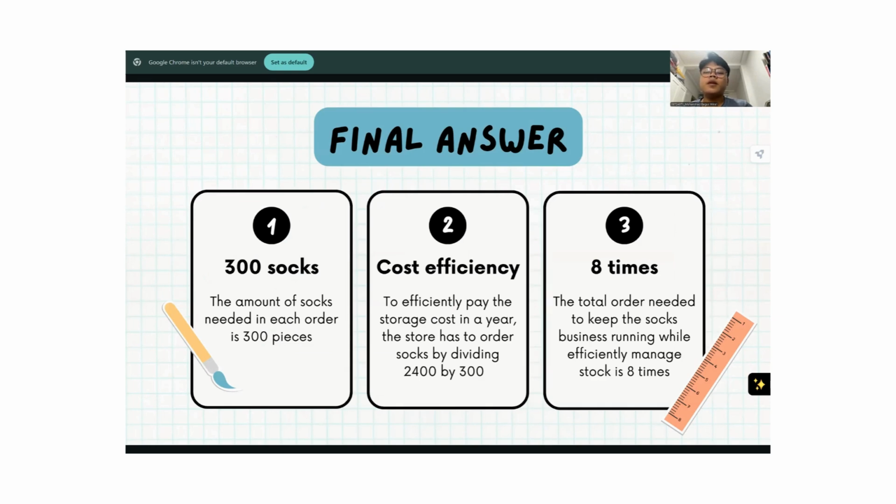So we have our final answer. The first one is that the amount of socks needed in each order is 300 pieces. The second is cost efficiency. To efficiently pay the storage cost in a year, the store has to order socks by dividing 2400 by 300, and the result is 8 times. The total orders needed to keep the socks business running while efficiently managing stock is 8 times.